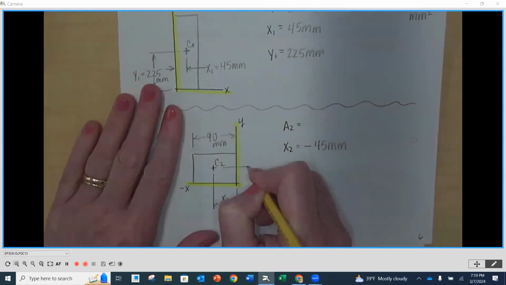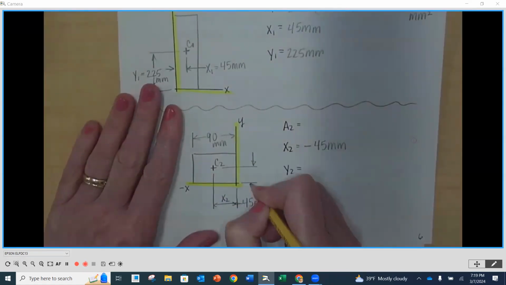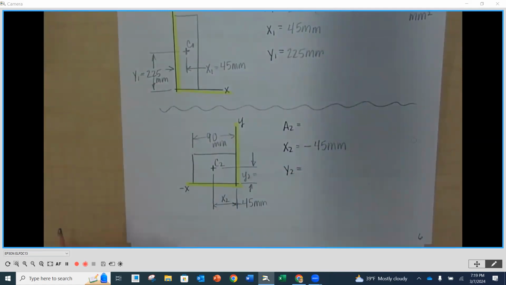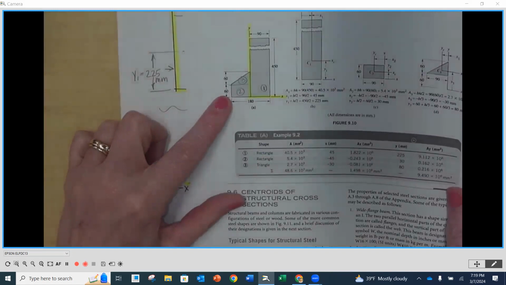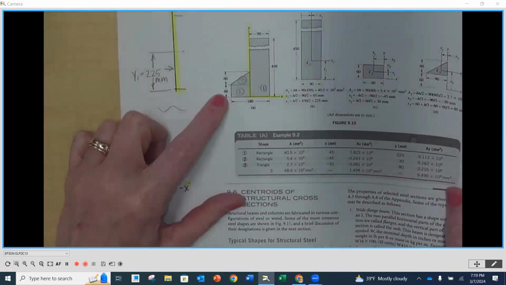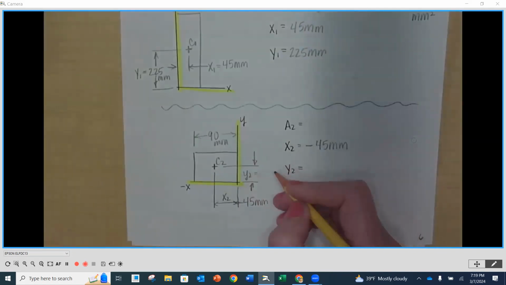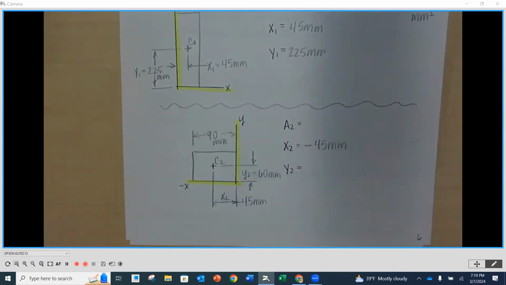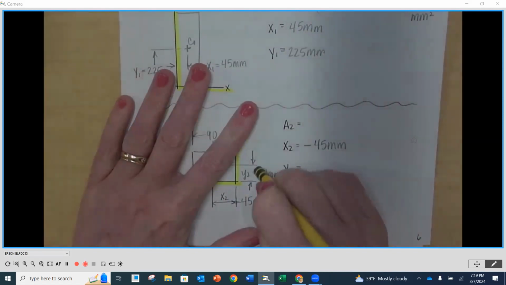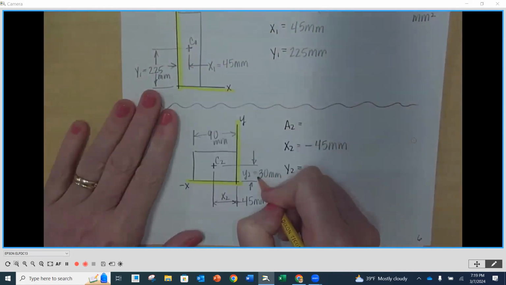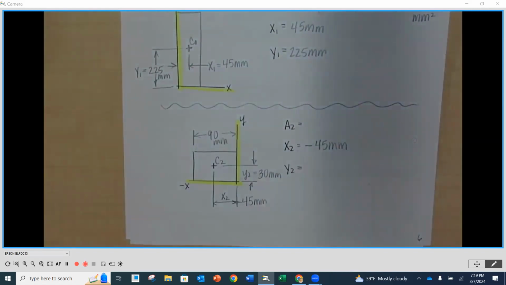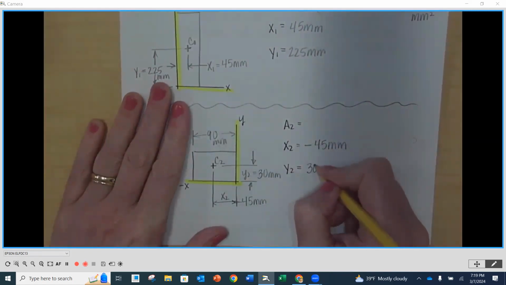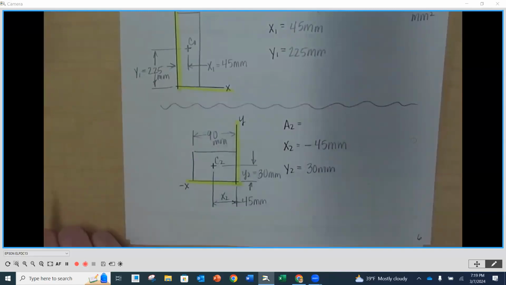And then we're going to have a Y2. Y2 is going to be half the distance up. And it lets us know on our illustration that the distance up is 60 millimeters. Oh, no. The distance up is 60, the total height, so the centroid is 30, I'm sorry, 30, so our Y2 is 30 millimeters.